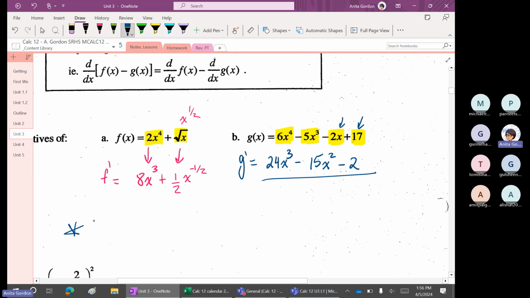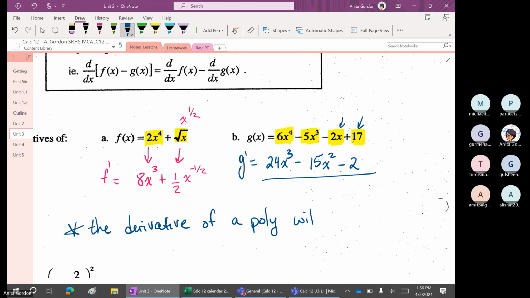You should also remember that the derivative of a polynomial will reduce the degree by 1. Just because of the power rule, right? We bring the exponent down, the exponent goes down by 1. So if you start with a quartic, you'll end up with a cubic. Poly will reduce degree by 1.